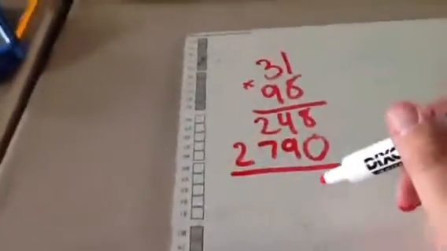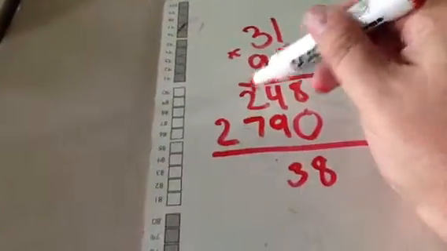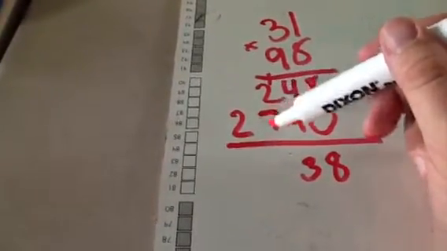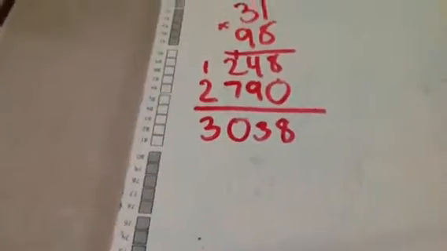I'm going to take them. I'm going to add them. 8 plus 0 is 8. 4 plus 9 is 13. Put down my 3, carry my 1. 1 plus 2 is 3. Plus 7 is 10, put down 0. Carry the 1. And I have 3, so 3,038.